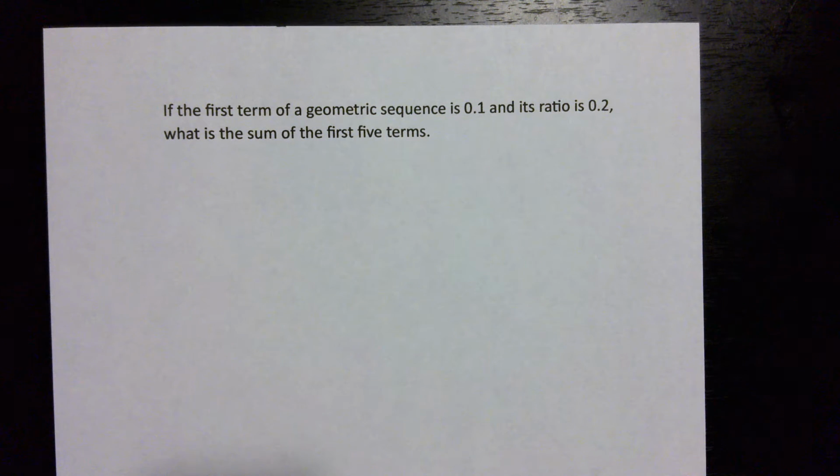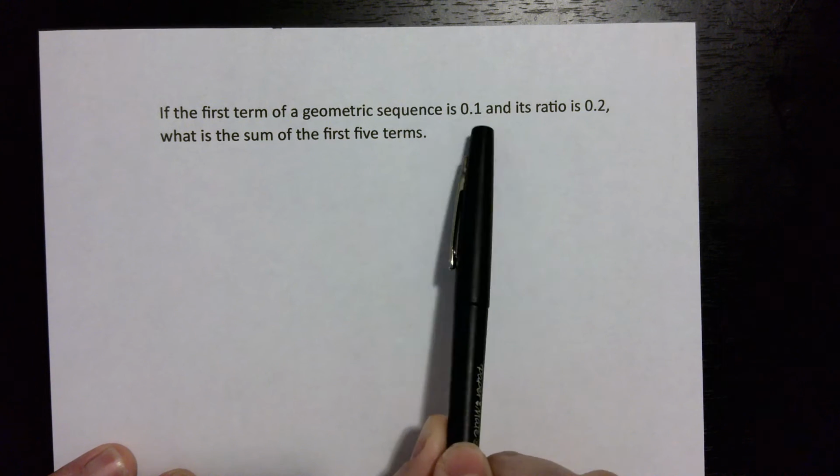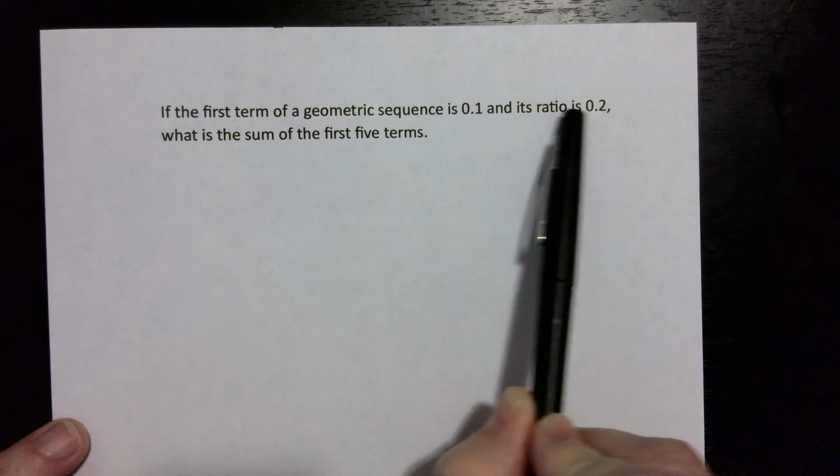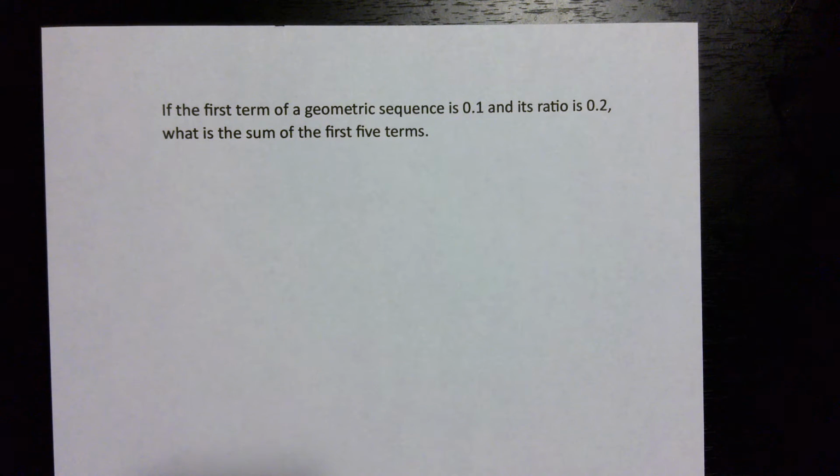In this video, we're going to be looking at geometric sequences and finding sums. We're given the first term of a geometric sequence, which in this problem is 0.1, and its ratio, which we'll call r, is 0.2. Before we can find the sum of the first five terms, we have to actually find the first five terms.